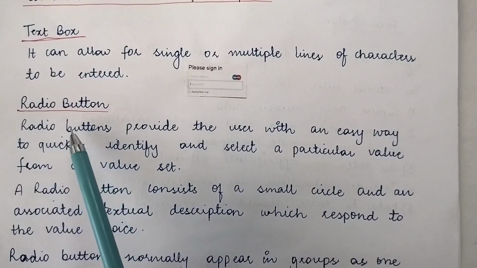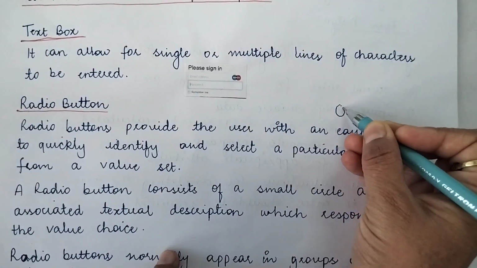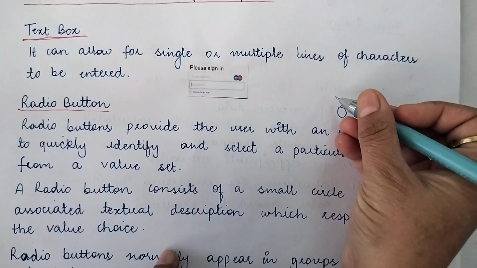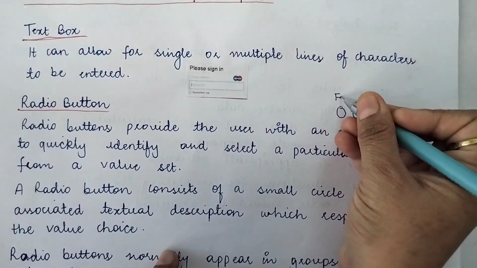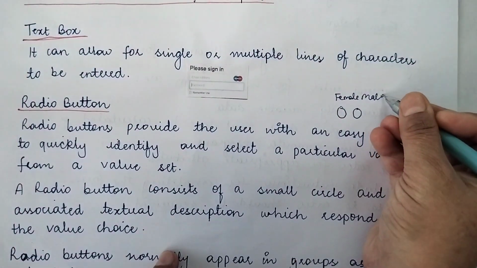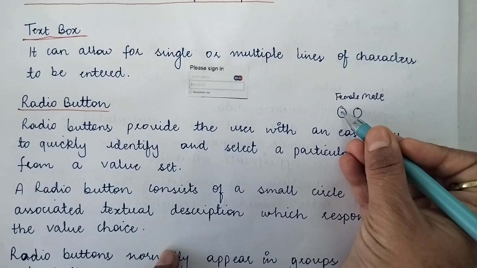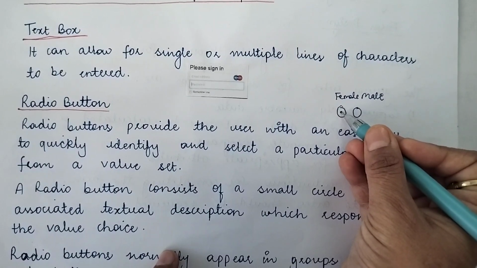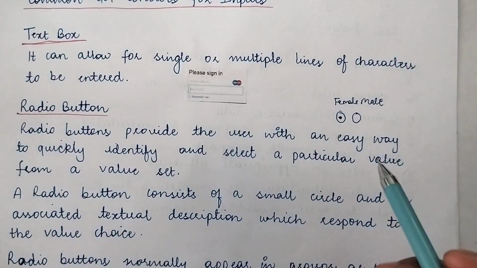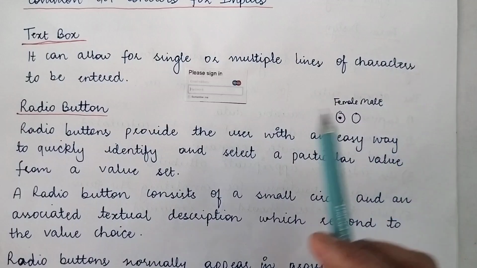We all are familiar with radio buttons also. They look something like this. So say, for example, there is a radio button to know your gender, whether you are a female or a male. So depending upon your gender, you will click on the appropriate radio button. The moment I click on this radio button to select female, a dot inside will appear. So these are the radio buttons which help you to choose one out of the two options or three options.